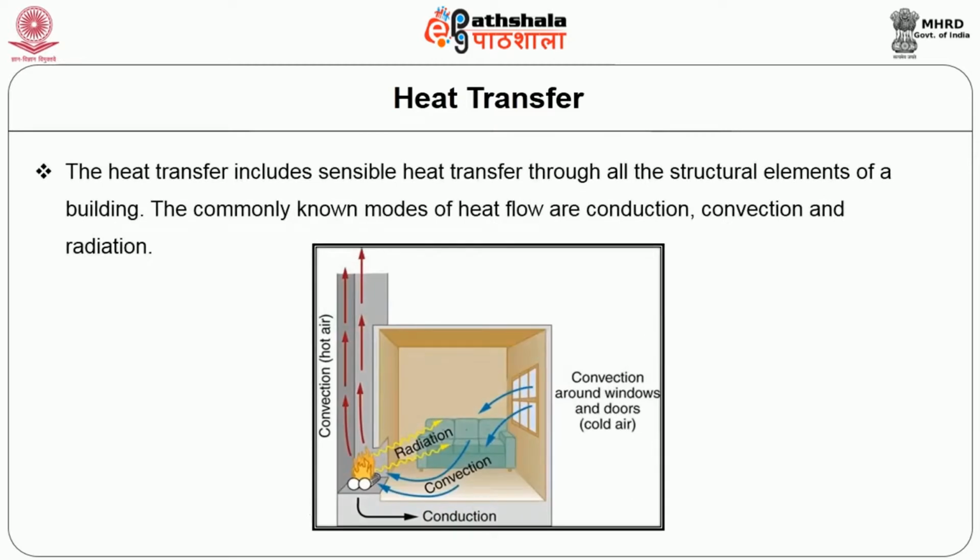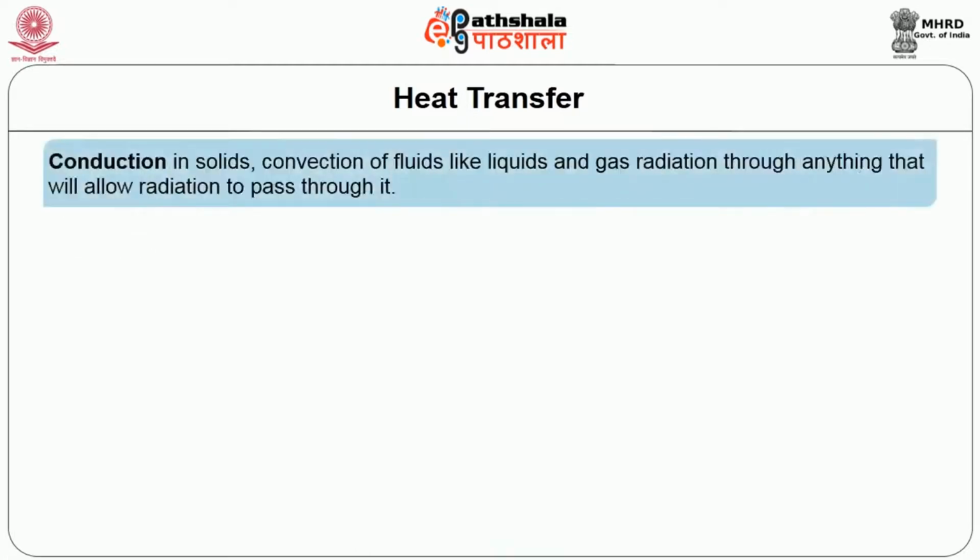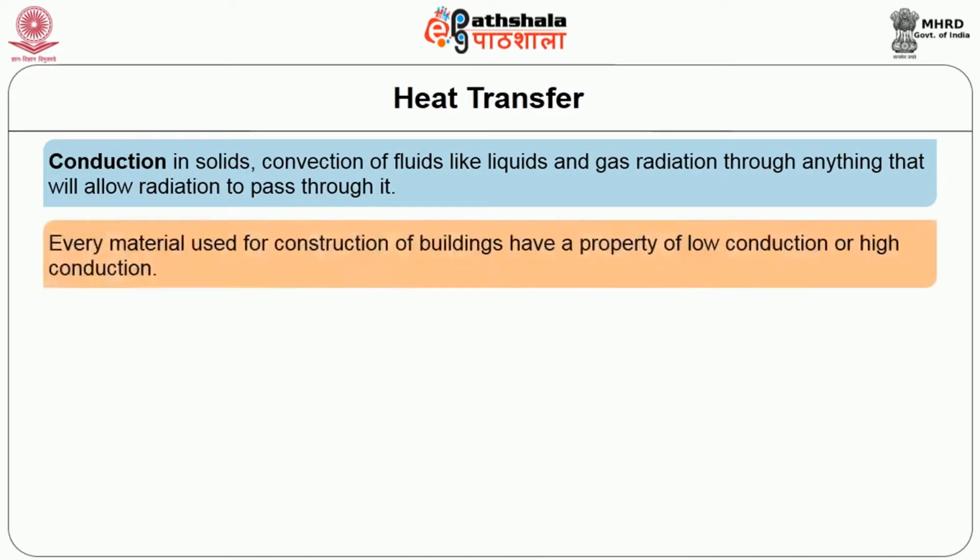The heat transfer includes sensible heat transfer through all the structural elements of a building. The commonly known modes of heat flow are conduction, convection and radiation: conduction in solids, convection in fluids like liquids and gases, and radiation through anything that will allow radiation to pass through it. Every material used for construction of buildings has a property of low conduction or high conduction.